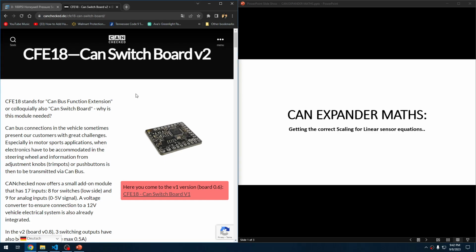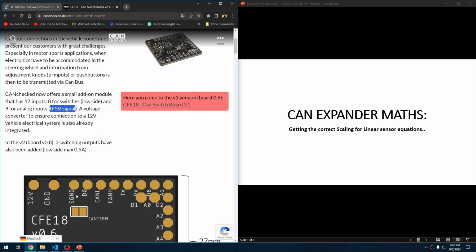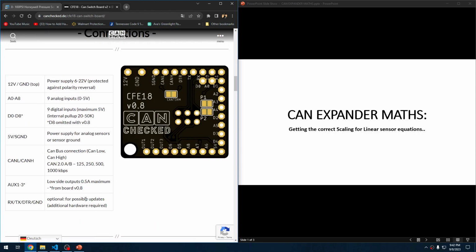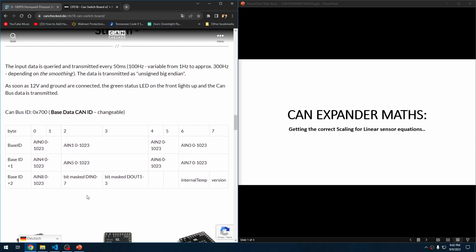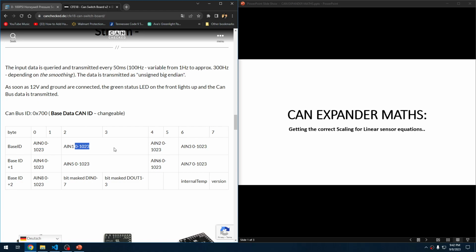It has 0 to 5 volts as its analog input signal, and then it creates what's called just a number. We'll call it this number is 0 to 1023. There is a reason it is that number, but I'm not going to get too deep into it. They have it scaled and mapped out to 0 to 1023. And I'm going to go through this PowerPoint too, just to explain some things.